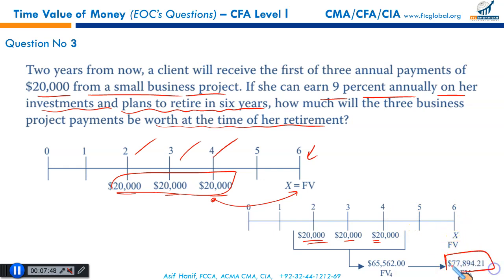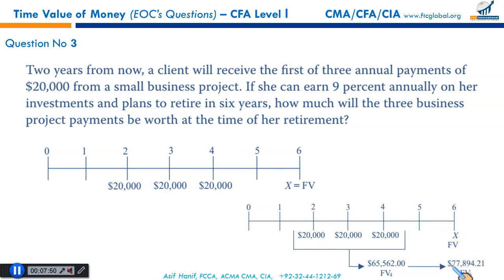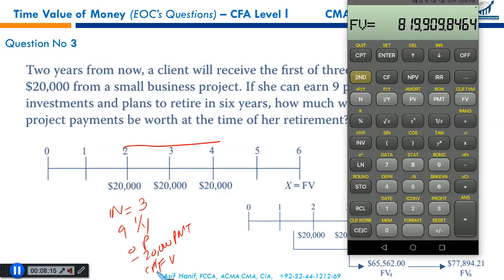Let us calculate these. Also, let us first lay down the numbers we need. For these periods, we have 3 payments, N is 3, interest rate is 9, interest rate per period, present value 0, the periodic payment is negative 20,000. We need to calculate the future value. So we just enter the data in the financial calculator to get our result.